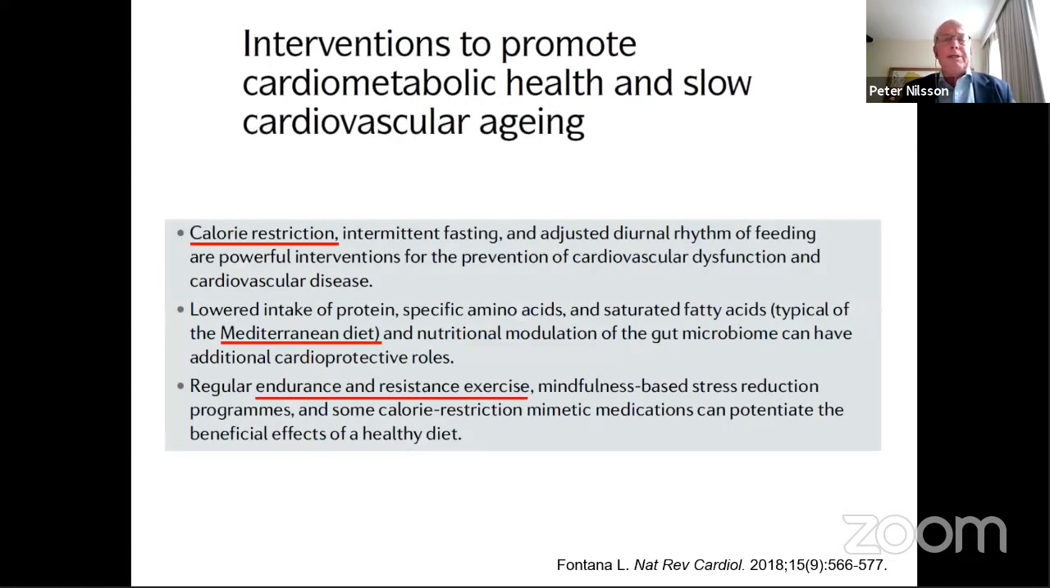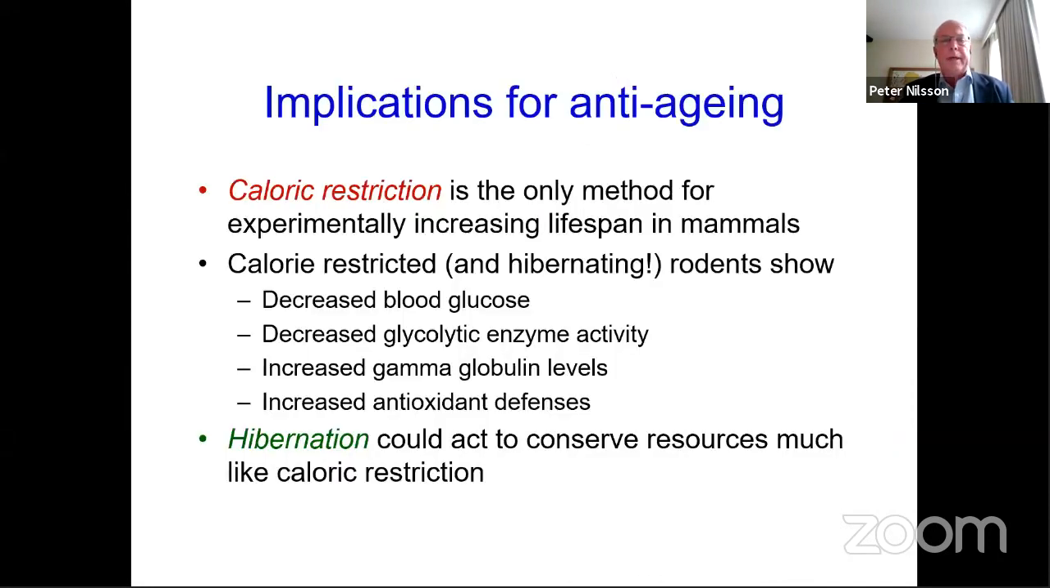Well, there are many ideas how to slow cardiovascular aging, like calorie restriction, eating an appropriate diet, the Mediterranean diet, and also having regular exercise. According to calorie restriction, this has previously been shown to be the only method to increase lifespan in mammals, like in rodents, also in monkeys.